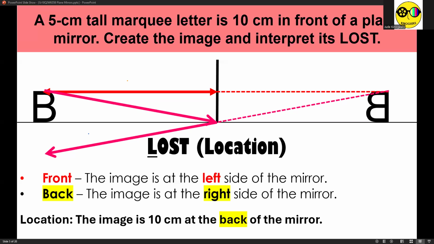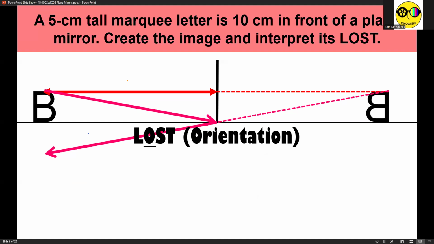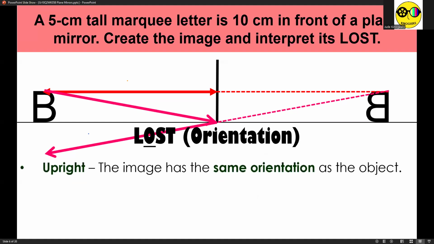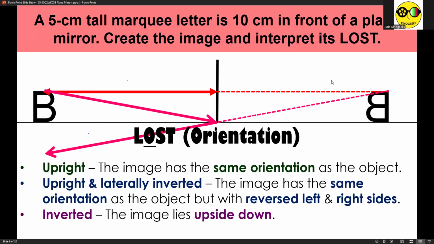Okay, next. The next is the trickiest of the four to interpret, which is the orientation. And we have three choices for that. So first, we have upright, wherein the image has the same orientation as the object. So exactly a twin, no? Next is upright and laterally inverted, wherein the image has the same orientation as the object, but with reversed left and right sides. And finally, number three, we have inverted, wherein the image lies upside down.